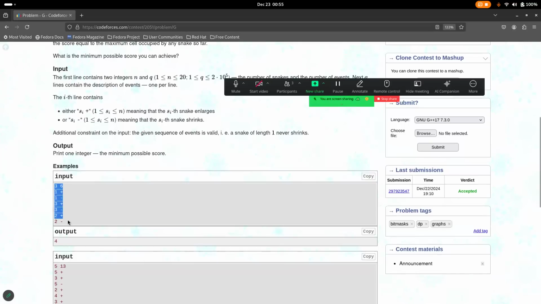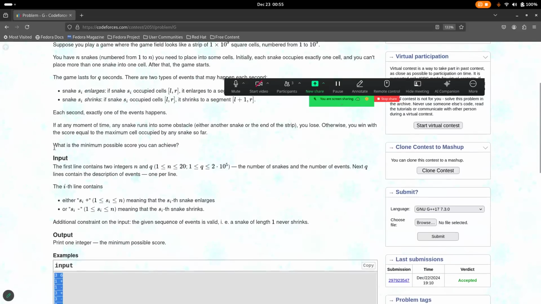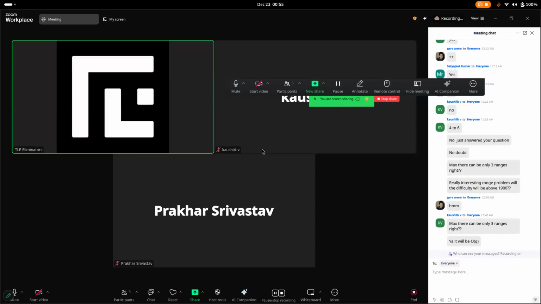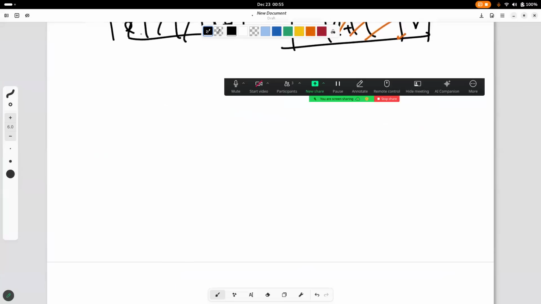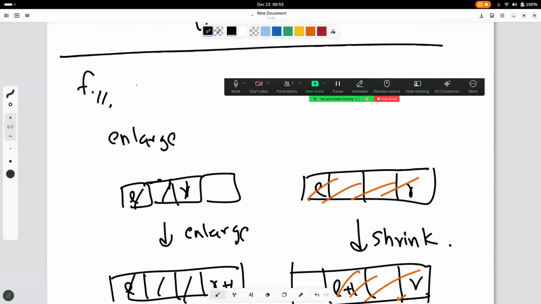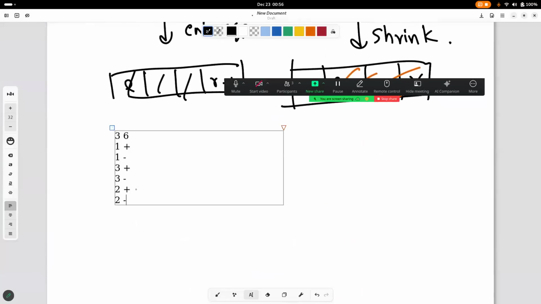So consider this test case. Basically what we have to do is place the snakes initially in such a way that the score at the end of this game is minimized, like it was the minimum possible. And we could place our snakes anywhere initially to achieve this score. So let's say this is not problem F, this is problem G, and this is our test case.